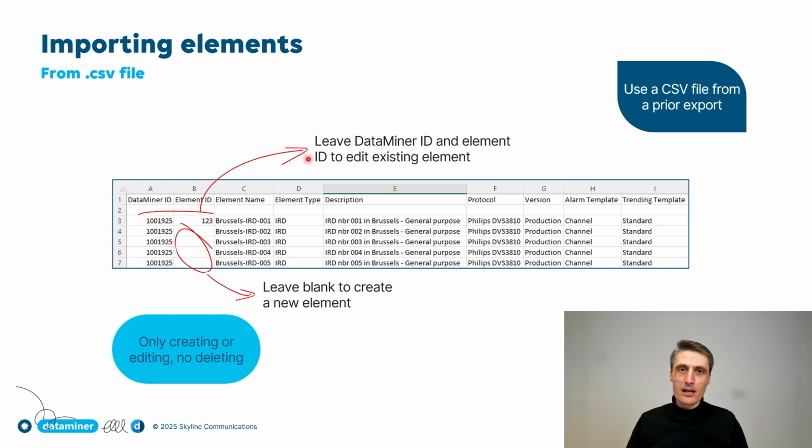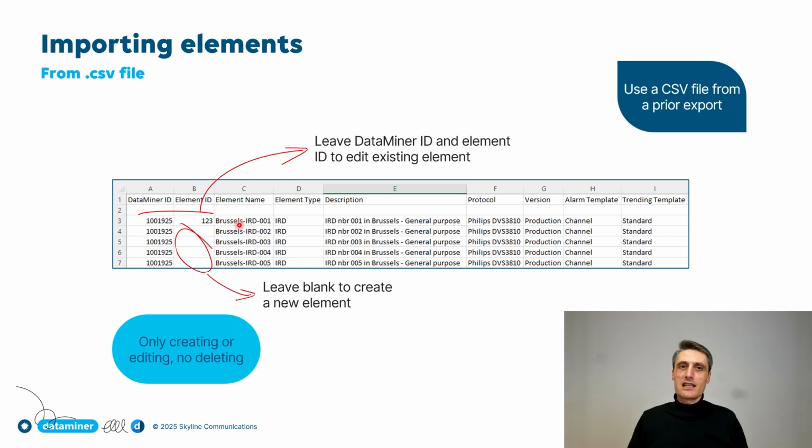That's our CSV file that we have. I'll do that immediately in an example, but there is one thing you need to know. If you are exporting, the first two columns are of crucial importance because they are the unique identifier to identify which element you're talking about. Here we have the element name, and we have Brussels IRD 1, 2, 3, 4, 5. We have 5 IRDs. But how does it know which element I'm talking about if I'm changing the name?